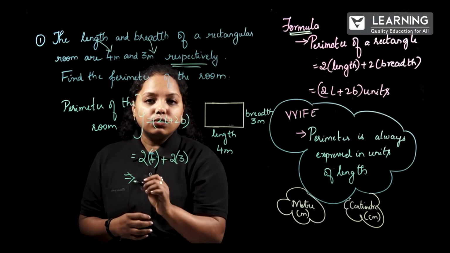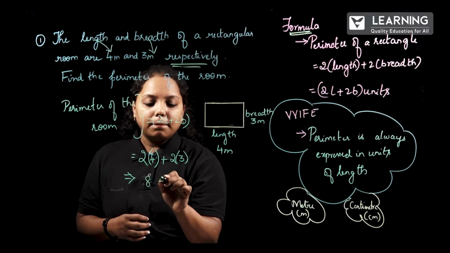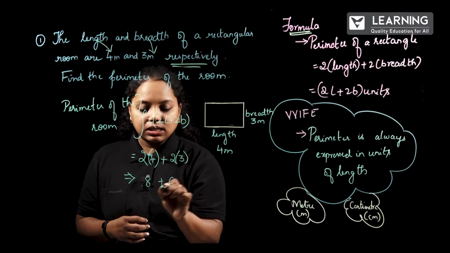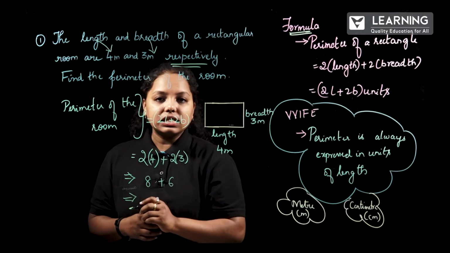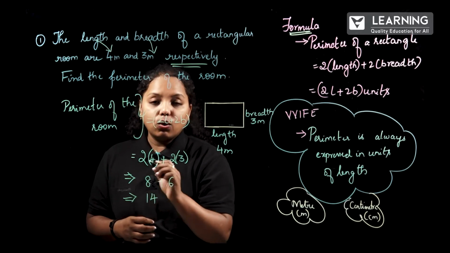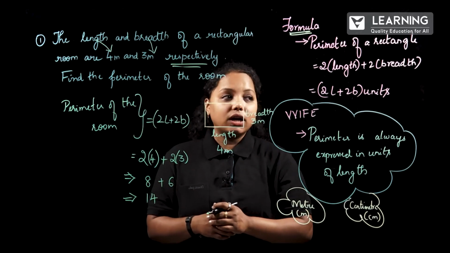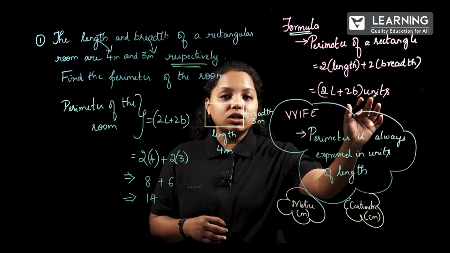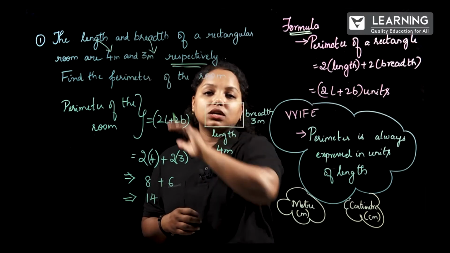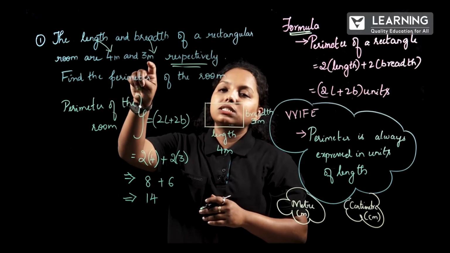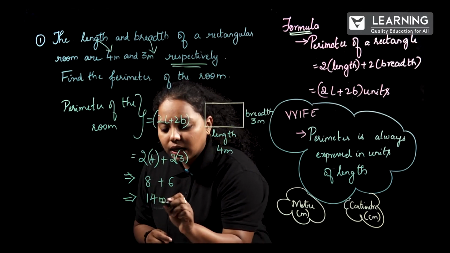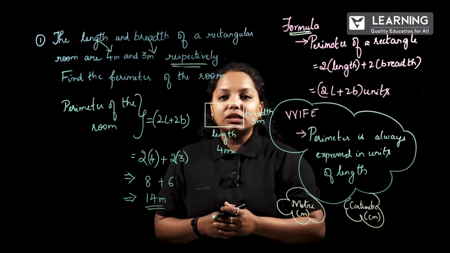Now, 2 into 4, 2 4s are 8, plus 2 into 3, 6. So, what is this, 8 plus 6? That is nothing but 14. Is my answer over? No, it is with the units. What is the unit according to the question? Well, it is meters. So, you have to end up with the word meters itself.